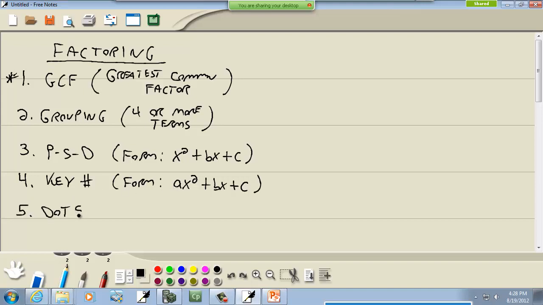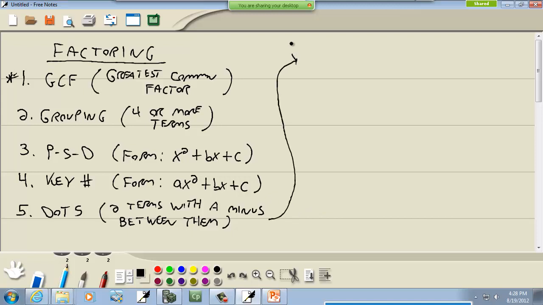And then we have our dots. That's a difference of squares. This is 2 terms with a minus between them. They don't technically have to be terms, they can be anything. So if you have 2 anythings with a minus between them, then that would work. Now those first 5 are the important ones. These last 2 are not so important.